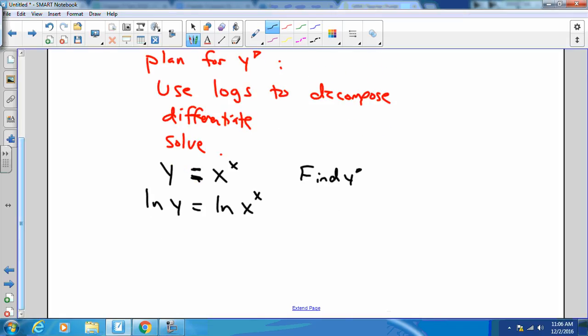Because as soon as I take the log of the right-hand side, I see, aha, power rule. The natural log of x to the x is the same as what? x times ln x. And so here I have used logs to decompose a situation into a simpler situation. This was a brilliant move, taking the log of both sides. And what inspired me was the fact that I had that exponent sitting there.